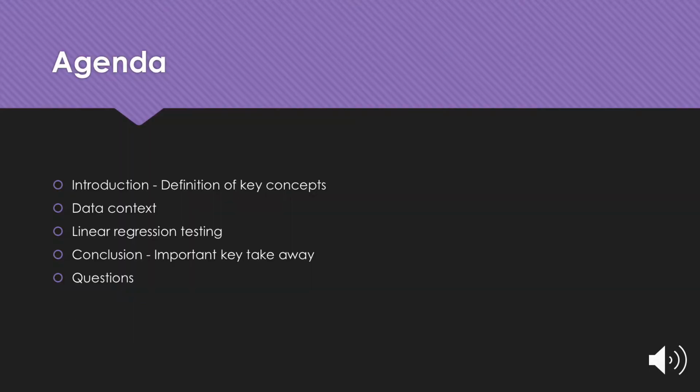Our agenda for today will look at introduction, definition of key concepts, data context, linear regression testing, and conclusion, where I will cover important key takeaways, and I will open it up for questions.